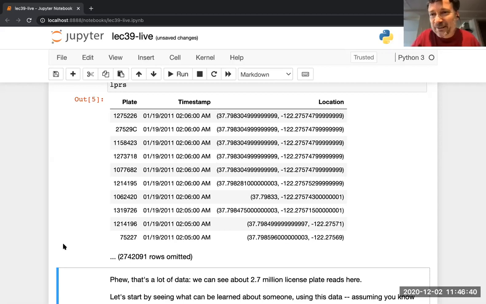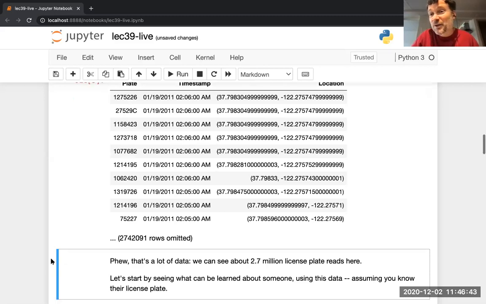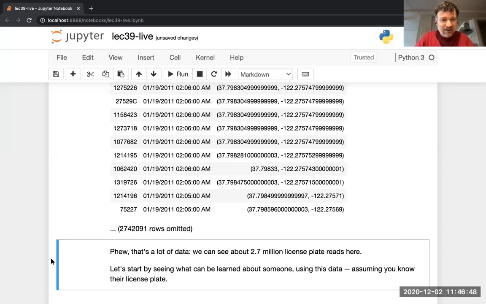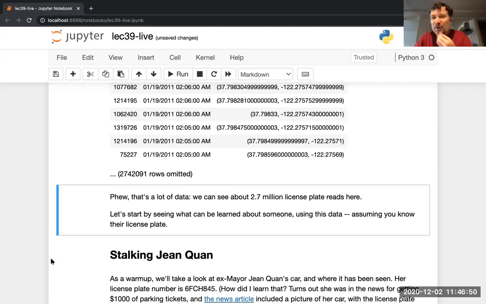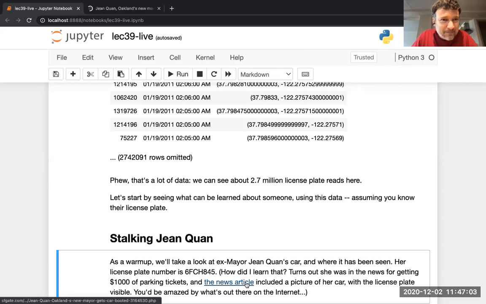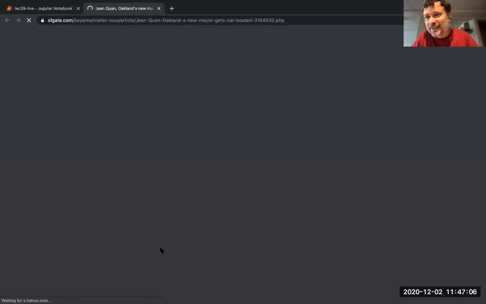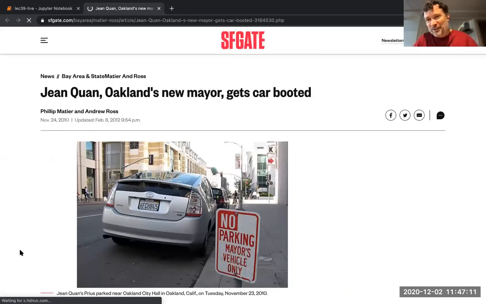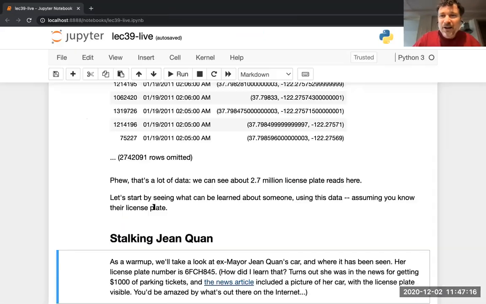So I found her license plate number, and so let's do a visualization of where Jean Quan's official city issued car is. By the way, kind of fun. How did I find out her license plate number? I did a Google search. And I found a news article that reported that she had a bunch of unpaid parking tickets, and let me show you the picture in this news article. It shows her car parked there, and so there's her license plate. Okay, there's Jean Quan's license plate number.